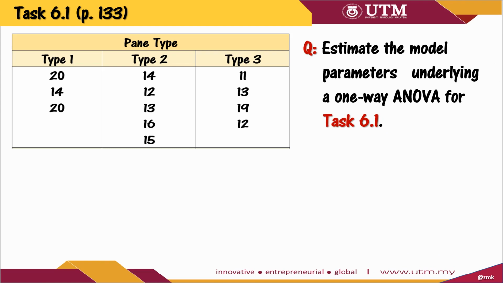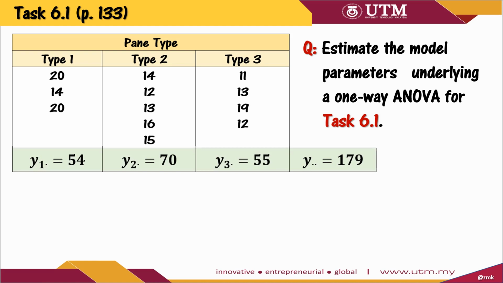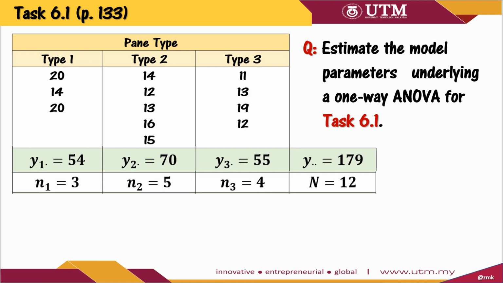As in the equal sample sizes case, we'll use the same method or calculation for this unequal sample sizes case. Therefore, you may first calculate the level total denoted by yi dot and the grand total y double dot, followed by identifying the ith level sample sizes n1, n2, and n3. Notice that in this unequal sample sizes case, the total sample size denoted by capital N is also the sum of all sample sizes, given by 12.